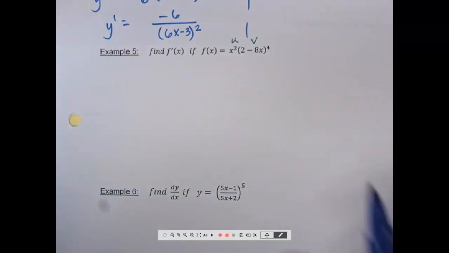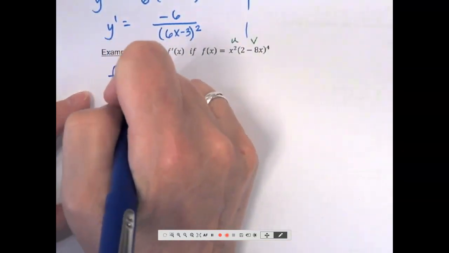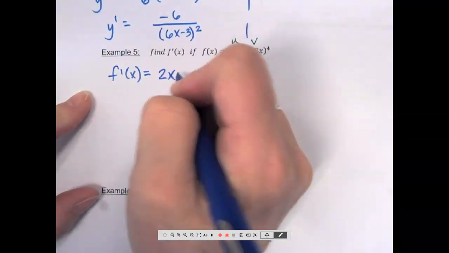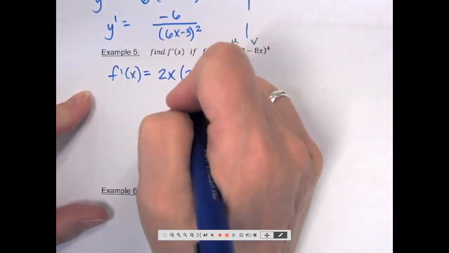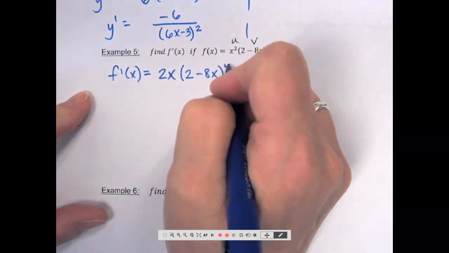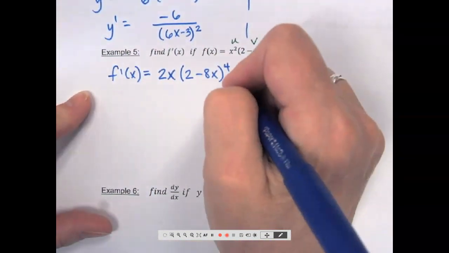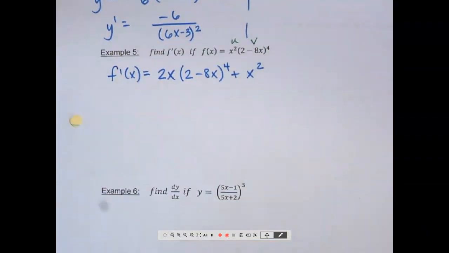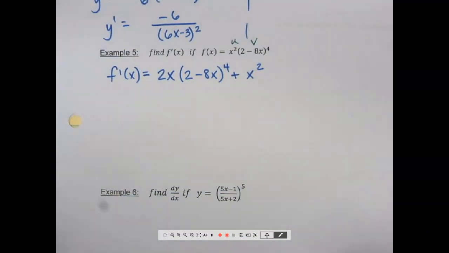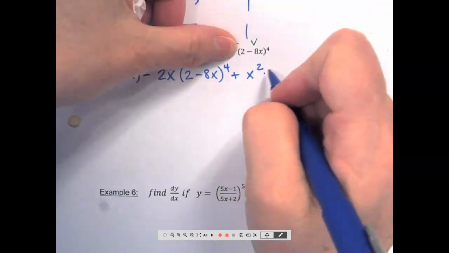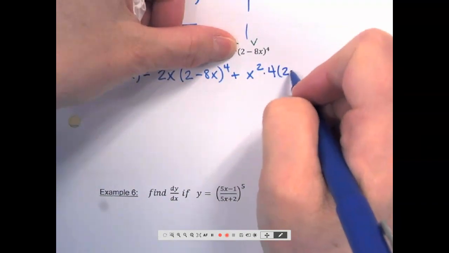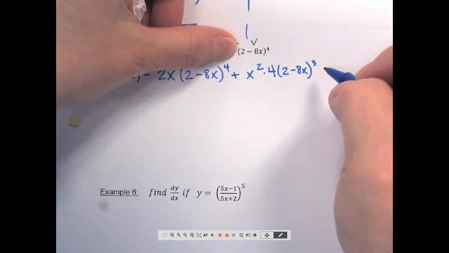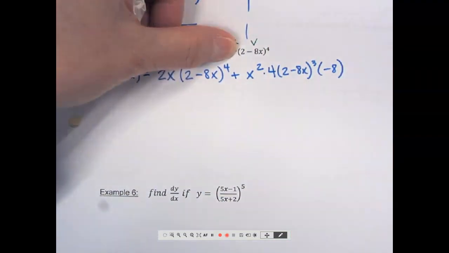Here's u and v. The derivative is u prime, 2x, times plain old v, don't change it, plus u v prime. Now v prime involves the chain rule, because for v, I have to bring 4 down, 2 minus 8x cubed, but I also have to multiply by negative 8.